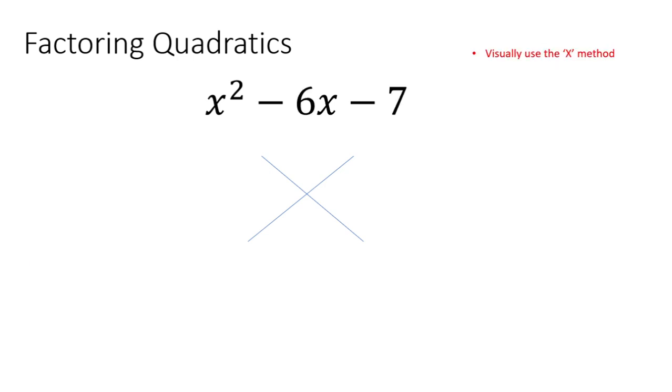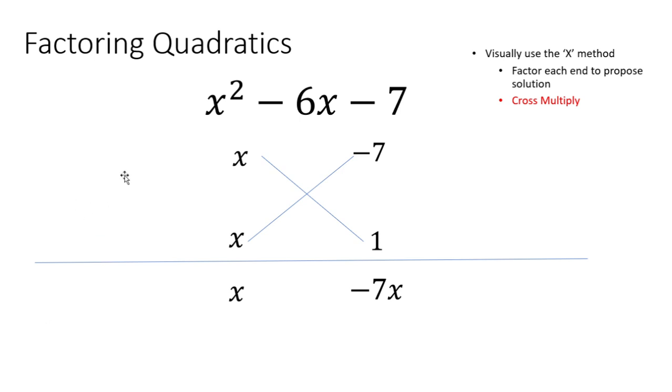Let's try another one. So let's say now we want to factor x squared minus 6x minus 7. Well, first thing we want to do is visually use our x method, so let's draw our x. Next step is we want to factor each end to propose an initial solution. Well, one end is x squared, so that factors into x times x, so we write those terms underneath the x. And then negative 7 we can factor or write as negative 7 times 1. And so we write those terms under the negative 7 term.